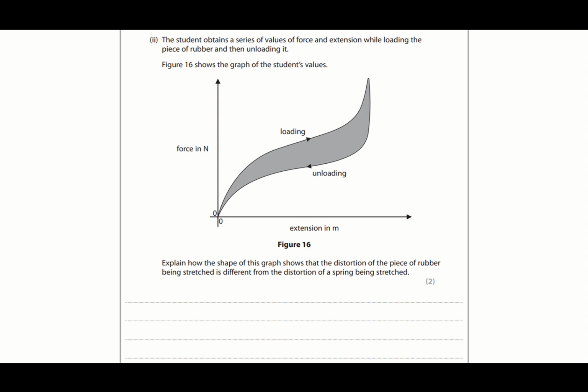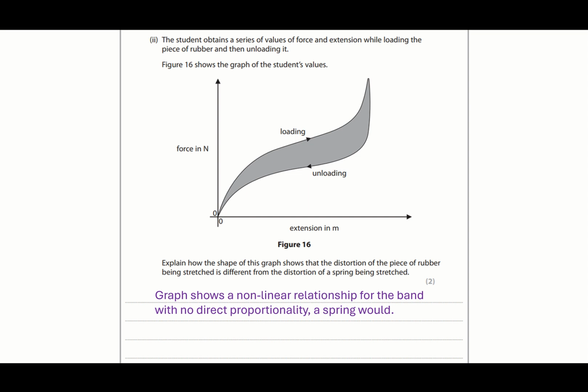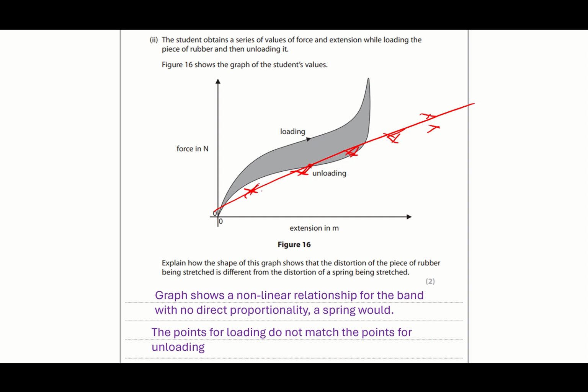Here we go. Explain how the shape of this graph shows it's different from the spring. So a spring would obey Hooke's law until we get to the elastic limit, and then it'll curve up. This clearly is behaving differently to the spring because it's curved all over the place, and there's a difference between the loading and unloading. So the graph shows a non-linear relationship for the band. The spring would show direct proportionality. If I was doing it with a spring, as I loaded it, I'd get a straight line, and as I unloaded it, I'd get the same results, give or take. Here, we've got a difference for this rubber band. So the points for loading do not match the points for unloading.